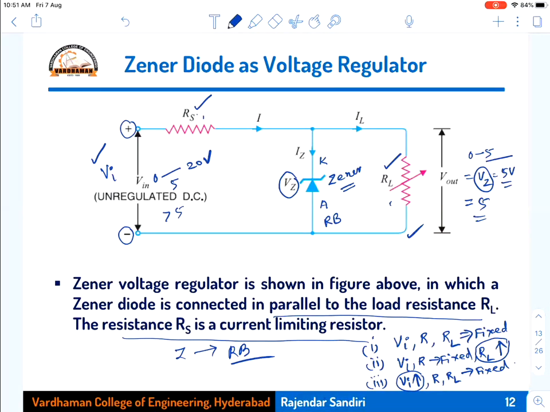Okay, for these three cases we will now analyze the regulator circuit by taking them one by one. The first case is Vi, R and RL all three fixed. That is case number 1.